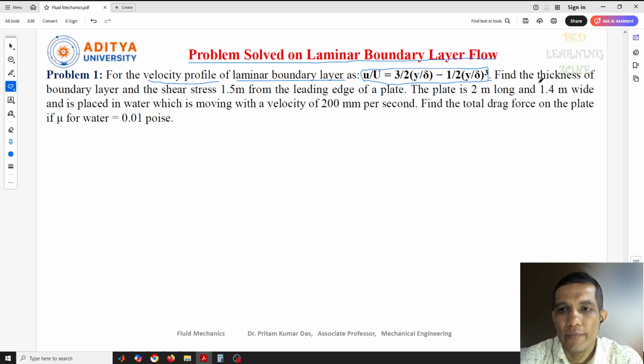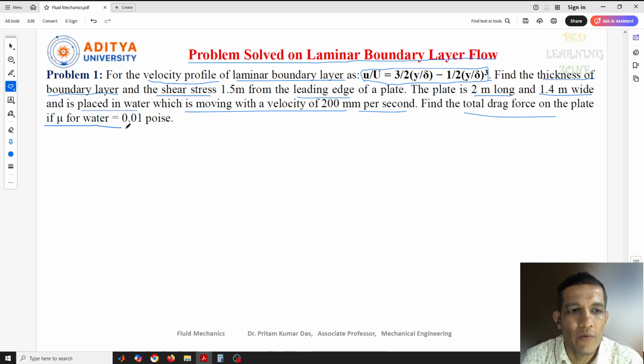And here we need to find the thickness of the boundary layer and the shear stress at 1.5 meter from the leading edge of a plate. The plate is 2 meter long and 1.5 meter wide and is placed in water which is moving with a velocity of 200 millimeter per second. Find the total drag force on the plate if mu for water is 0.01 poise. So this is also a similar kind of problem, only the velocity profile is different and some data are given differently. First of all, let me write down the data given in this question.